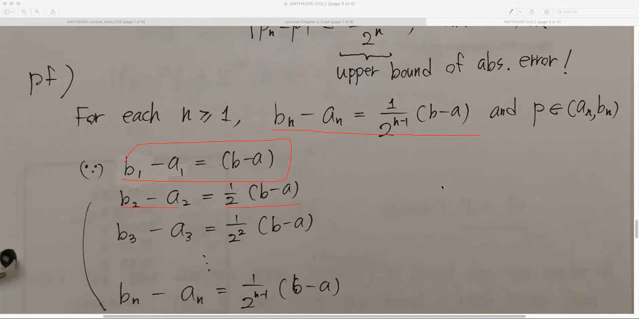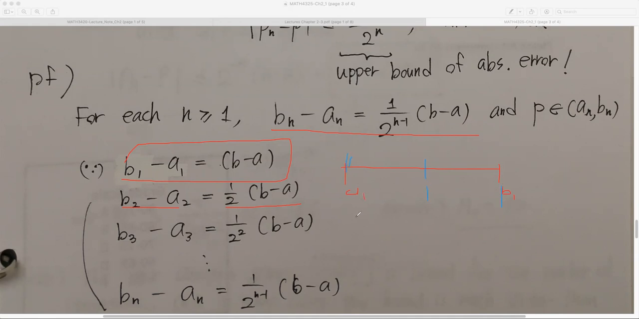Because what? See, this is a1. Can you see the a1 right here? And this is b1. Okay, all right. Either a1 becomes a2 or b1 becomes b2. Anyway, so the new inner interval becomes a2, b2 like this here.